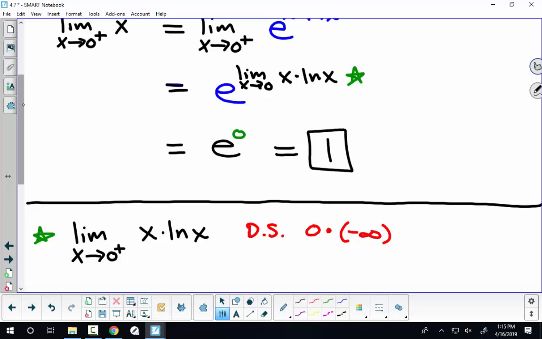Which means that on the function x to the x, as we approach 0 from the right, the y values approach 1. So the x values are approaching a finite number and the y values are approaching a finite number, which means that on the graph of x to the x, you have a hole at (0, 1).